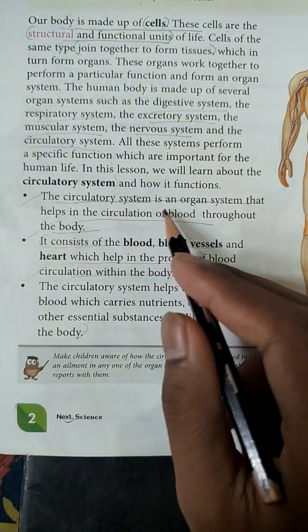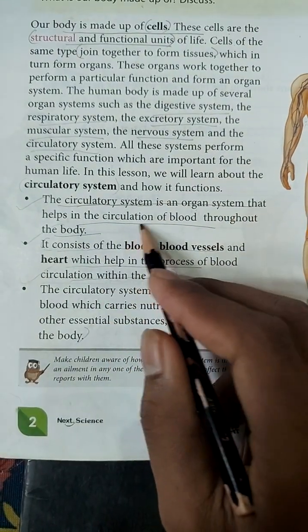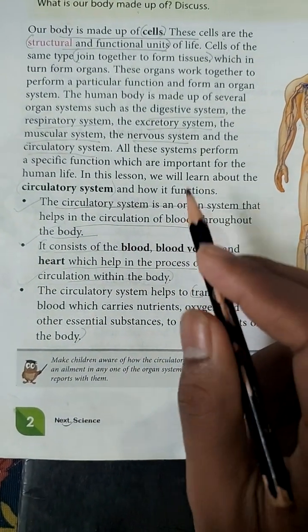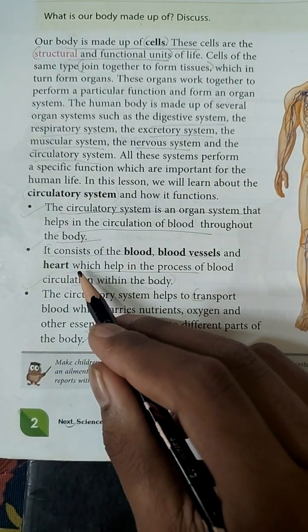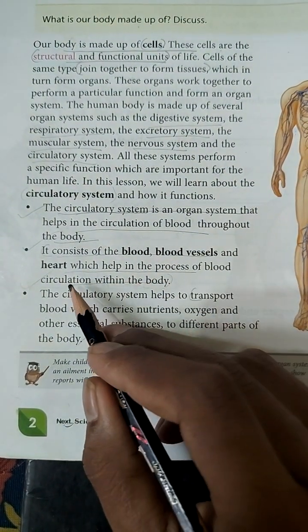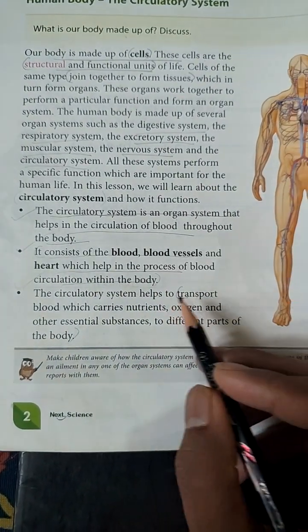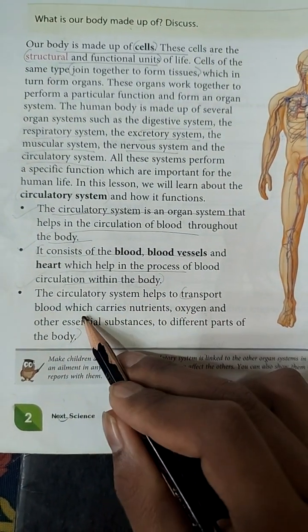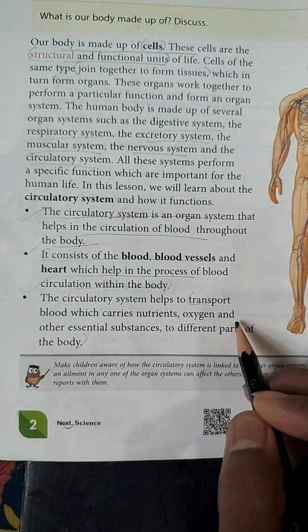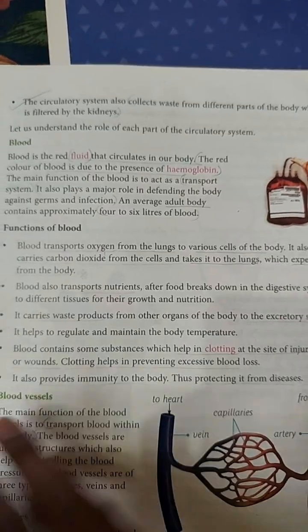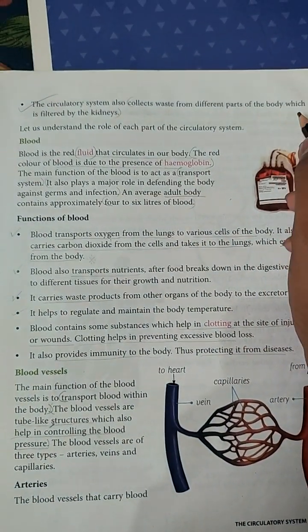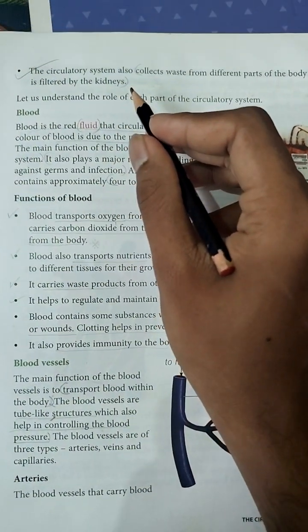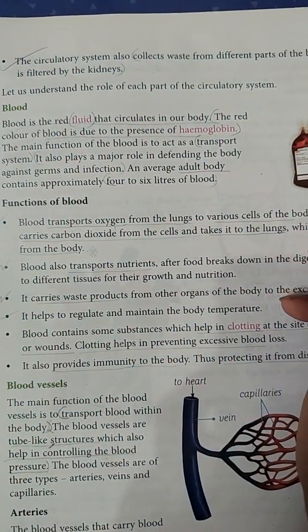The circulatory system is an organ system that helps in the circulation of blood. Circulation of blood means movement of blood. It consists of blood vessels and the heart, which help in the process of blood circulation within the body. They transport the blood, which carries nutrients, oxygen, and other essential substances to other parts of the body. The circulatory system also collects waste from different parts of the body, which is filtered in the kidney.